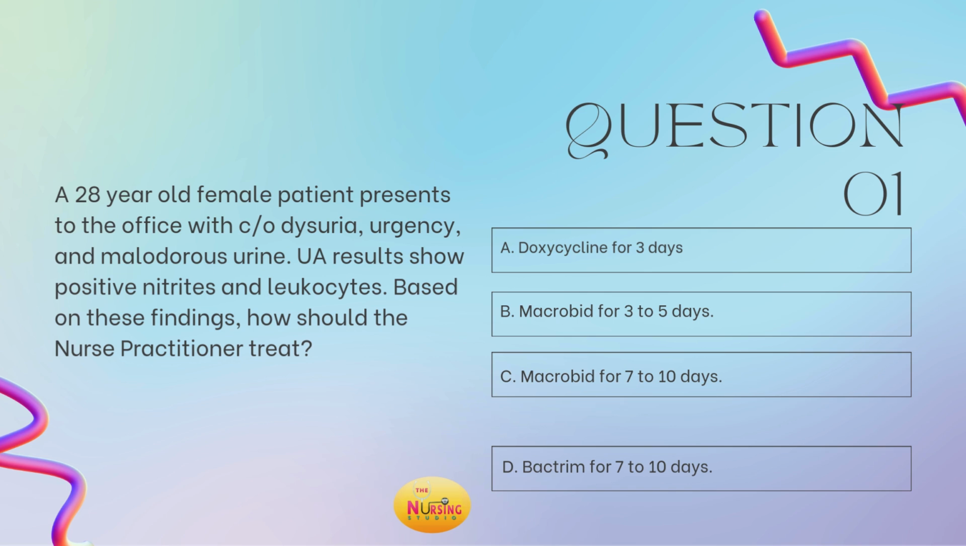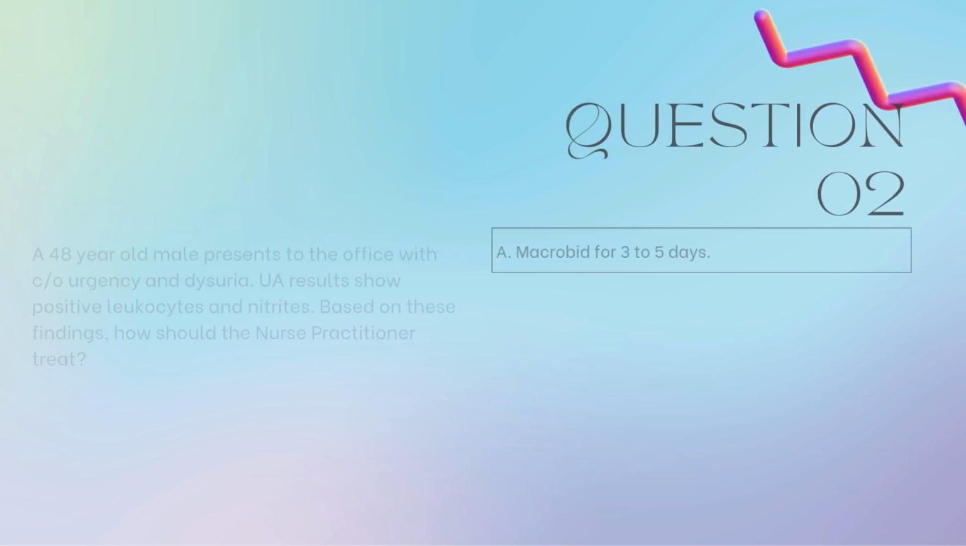So based off of these choices, the best answer is B, Macrobid for 3 to 5 days. Remember, uncomplicated versus complicated UTIs does not determine the medication that we have to use. It more so determines the duration of time that we prescribe the medicine, right? So because this is an uncomplicated UTI, the guidelines state that we can treat for 3 to 5 days with it. Now, if it was complicated, then we would do 7 to 10. Okay, so the best answer is B, Macrobid, 3 to 5 days.